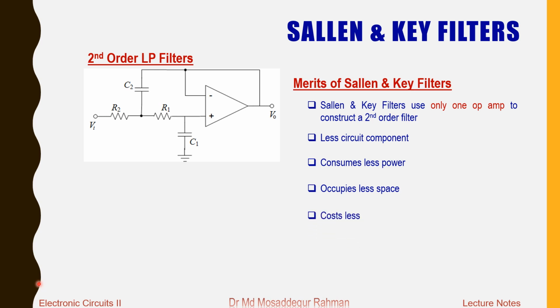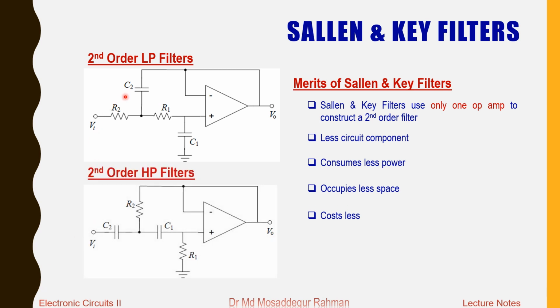And so this is our second order low pass, and the counterpart of this one is the second order high pass filter, which we can easily get if you just swap the positions of the resistors and the capacitors. So this is our second order Sallen and Key high pass filter, and this is our second order Sallen and Key low pass filter.